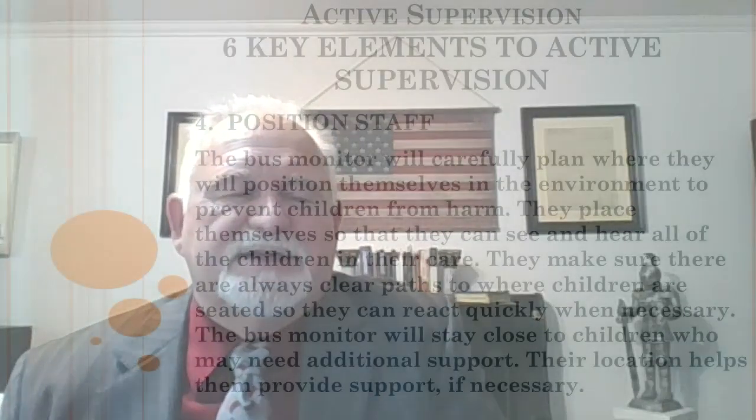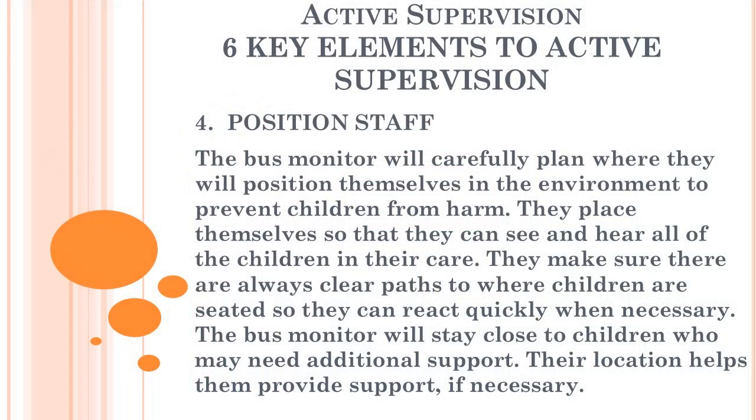The fourth thing is how you position yourself, how staff positions themselves. The bus monitor will carefully plan where they will position themselves in the environment to prevent children from harm. They place themselves so that they can see and hear all the children in their care. They make sure that there are always clear paths to where children are seated so they can react quickly when necessary. The bus monitor will stay close to children who may need additional support. Their location helps them provide support if necessary.